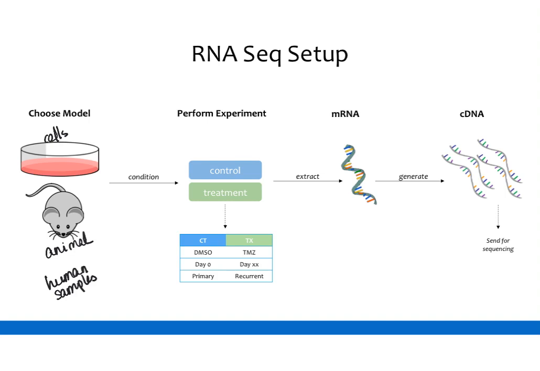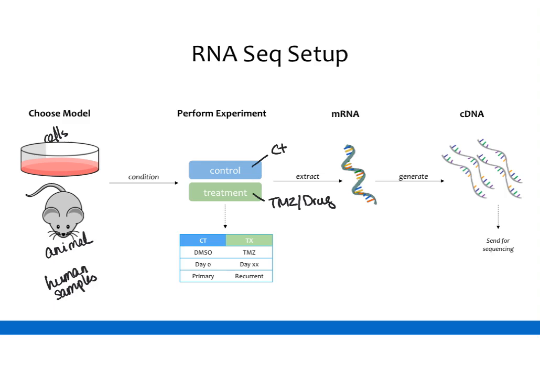Once you choose the model that you're interested in using, you also need to choose the conditions. So RNA-Seq can allow you to compare 2 or more than 2 conditions. It's just important to keep in mind what the appropriate control should be. So a simple version might be that I want to do a control and a treatment. So I want to compare control cells and cells treated with TMZ or some other drug.